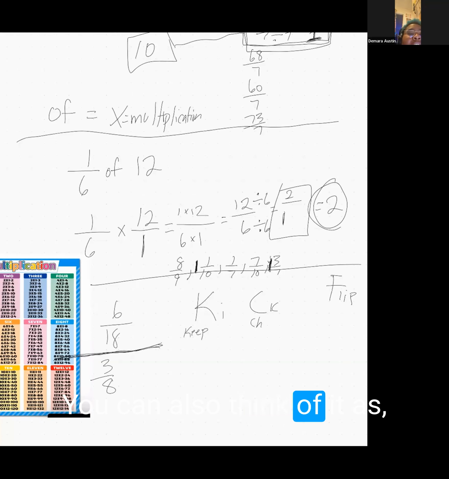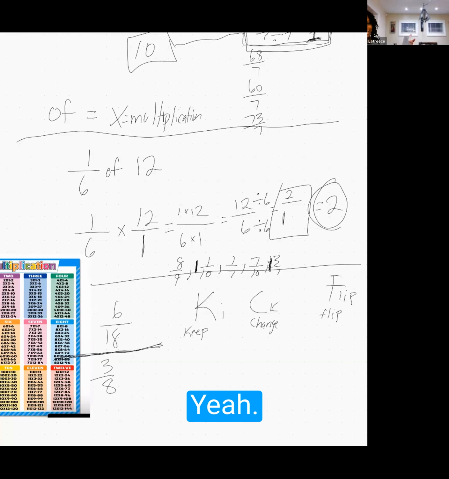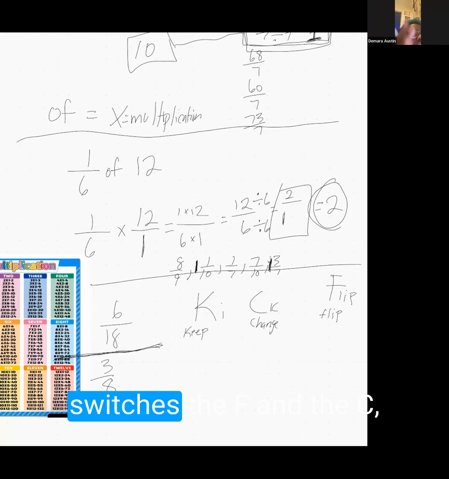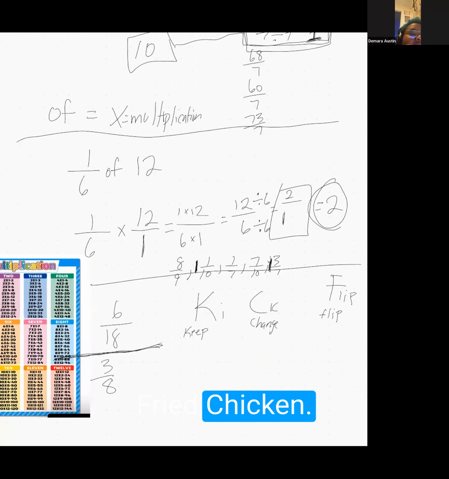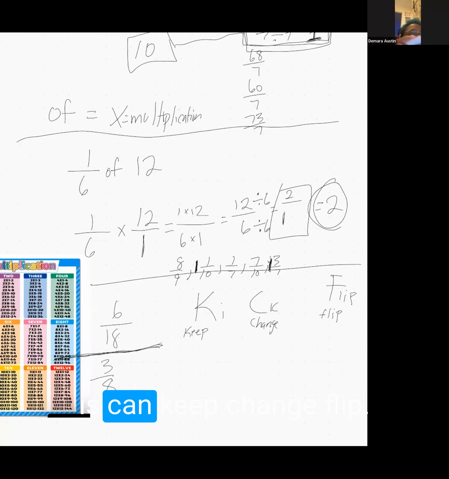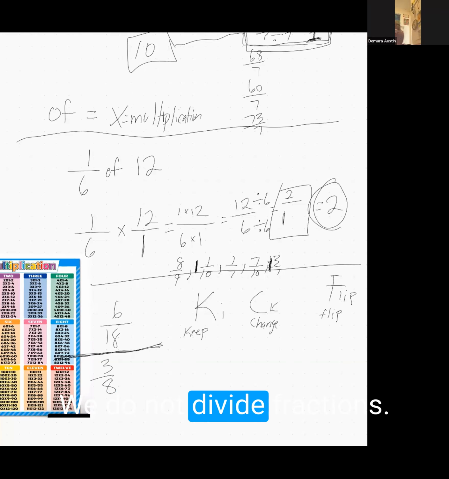You can also think of it as we don't divide fractions. We go to KFC, the restaurant KFC. Even though it switches the F and the C, it still is memorable, right? Keep, change, flip. So either think of it one of two ways. We either go skateboarding or we're going to go get us some chicken. But we do not divide fractions.